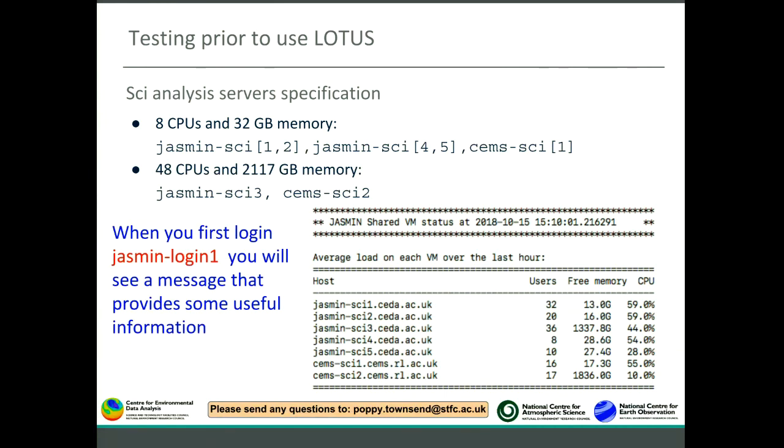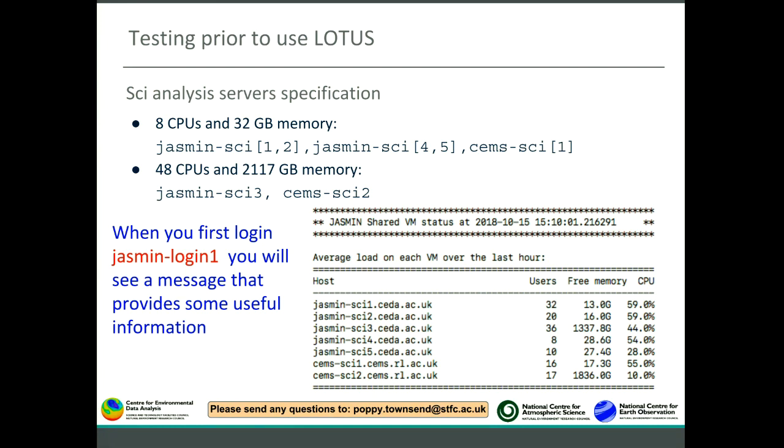Well, we also have SAI analysis servers with high memory, around 2 terabytes: JASMIN SAI 3 and SEM SAI 2. These are the ones that you can use to test and prototype before migrating or porting your code to LOTUS. So how do you know which one to use?